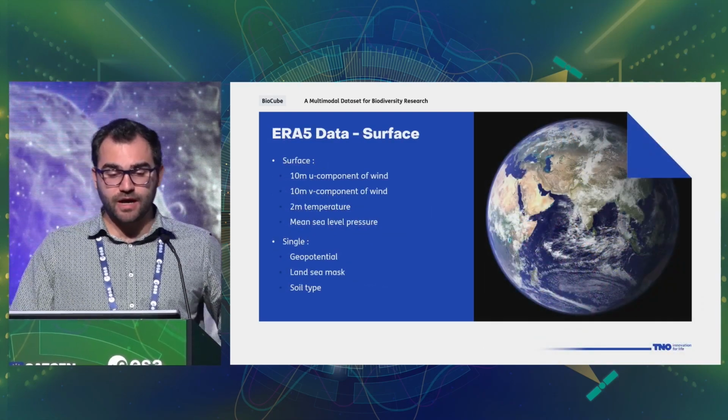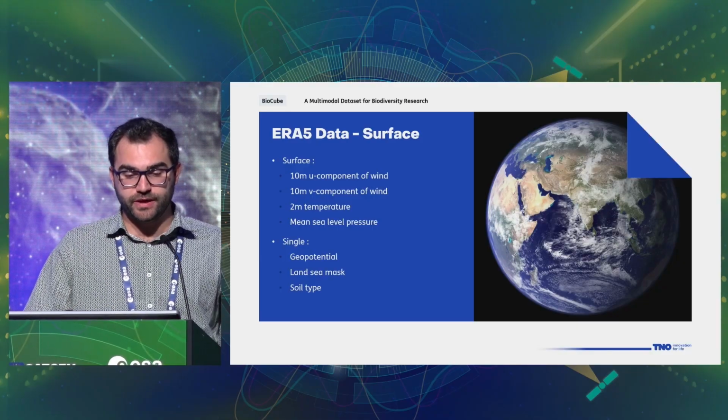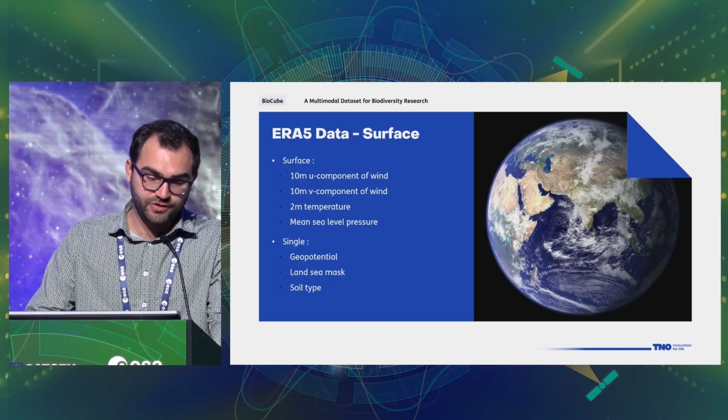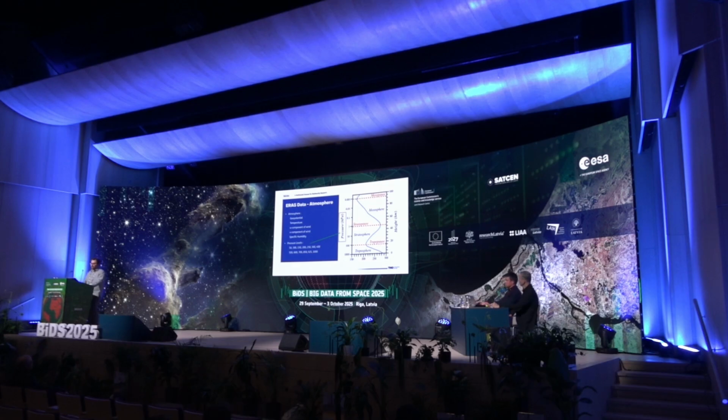For the surface now, we take data from ERA 5. For the surface, we use 4 main components: the 10-meter U component wind, the V component, 2-meter temperature, mean sea level pressure, and we also got some other features called geopotential, land-sea mask, and soil type. Of course, way more pressure levels. We went to, I think, 13 different levels. Most of, actually everything that existed on ERA 5, we just grabbed it.